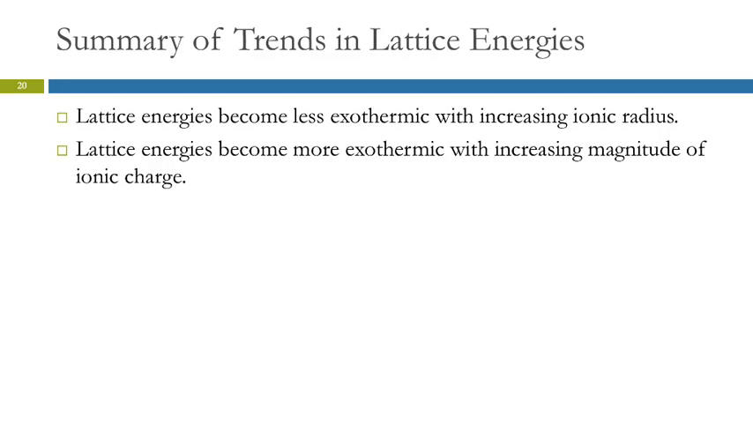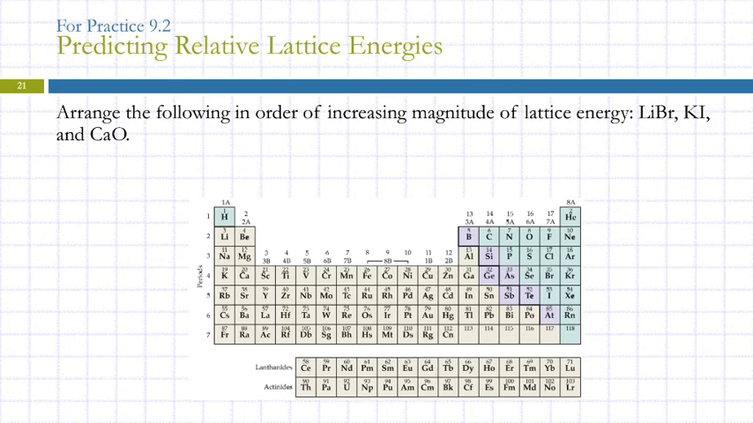So, summary of the trends. Lattice energies become less exothermic, smaller, as the ionic radius increases, and they become more exothermic, larger negative, with increasing magnitude of charge. So we should be able to predict relative lattice energies just by looking at the periodic table. Here they're asking us to look at lithium bromide, potassium iodide, and calcium oxide.